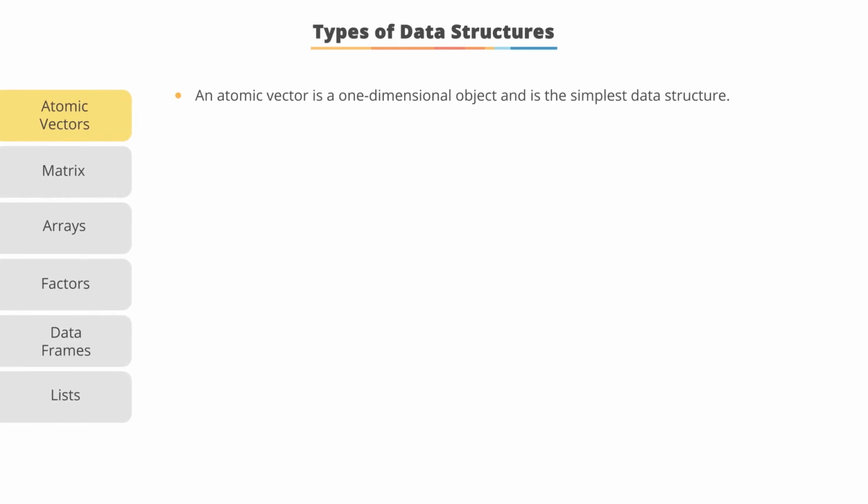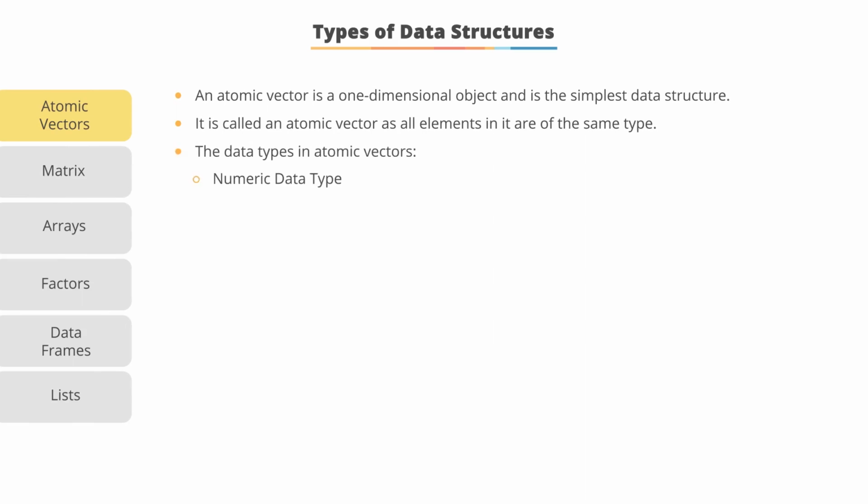An atomic vector is a one-dimensional object, the simplest data structure. It's called an atomic vector because all the elements within it are of the same type. So, we could talk about the different types as numeric, integer, character, or logical. Numeric and integer are relatively the same. Numeric can include decimal points, whereas integer cannot.